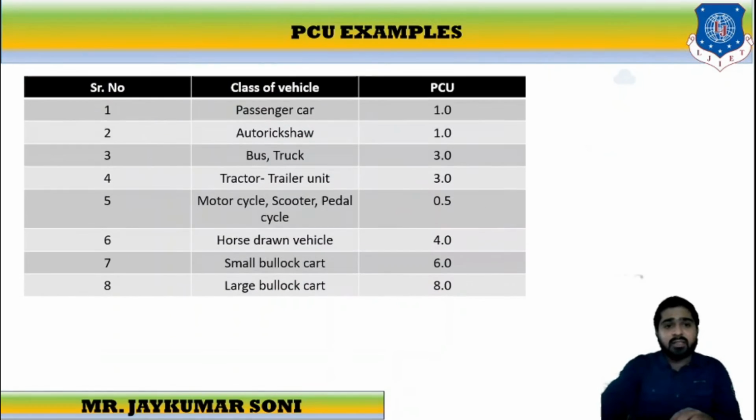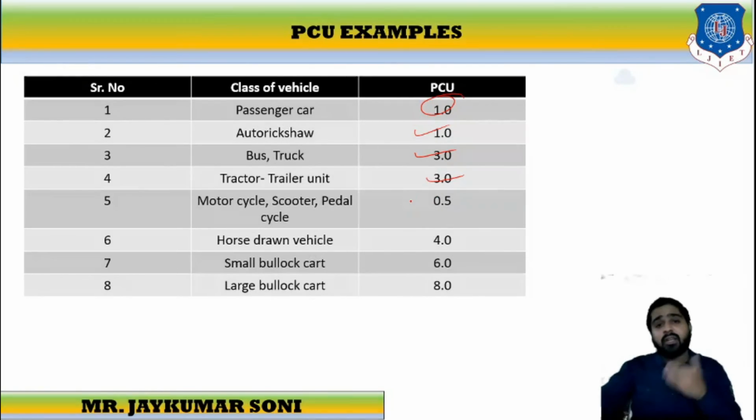These are certain PCU examples. A passenger car consumes one PCU. Auto rickshaw is also of the same size and highway capacity as a car, so it will also be taken as one. Bus or truck is three times the size of a car, so they are considered as three. Tractor or trailer has three. Motorcycle, scooter, pedal cycle are half the size of the car, so their highway capacity is also half of the passenger car, so they will be considered as 0.5. Horse-drawn vehicles, meaning horse cart, will have PCU as 4, small bullock cart will have 6, and large bullock cart will also have 6.